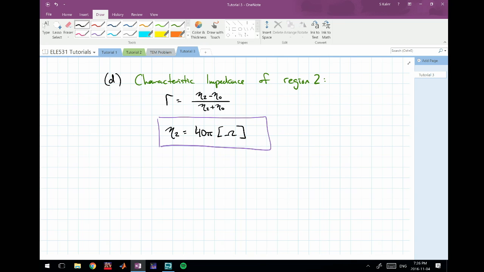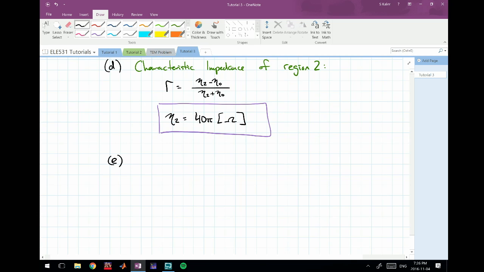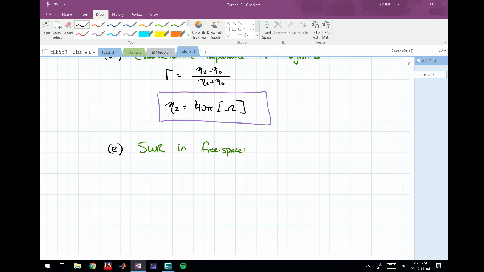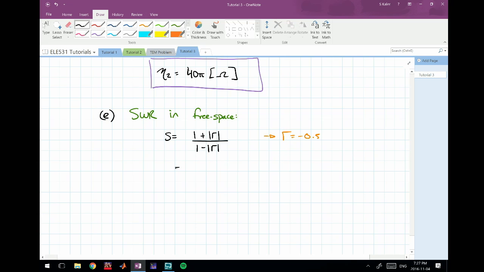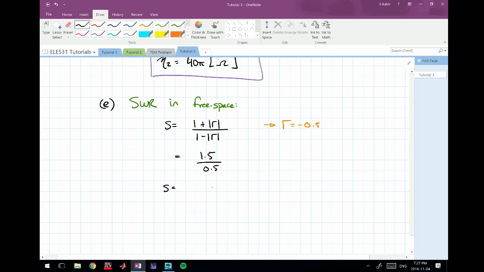Okay, part E asks for SWR in free space. How do we find the SWR? There's this equation, we call it S, so it's 1 plus the absolute value of gamma over 1 minus the absolute value of gamma. Remember, gamma was minus 0.5. Gamma equals minus 0.5, so this becomes 1.5 divided by 0.5. And so S is 3, if I'm not mistaken. And S is dimensionless because it's a ratio.